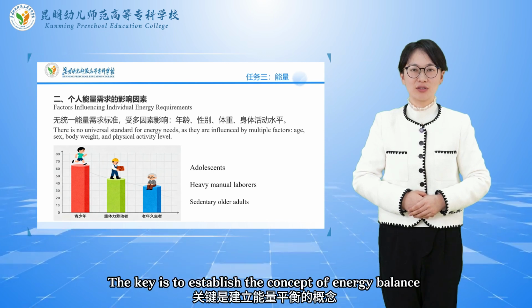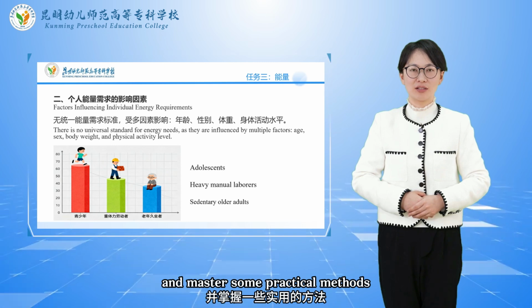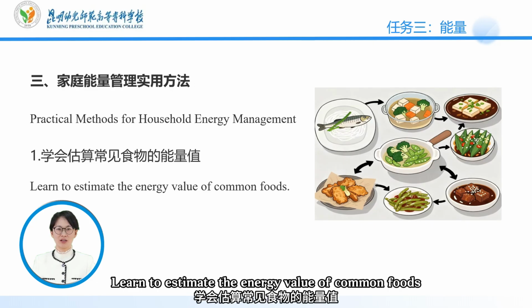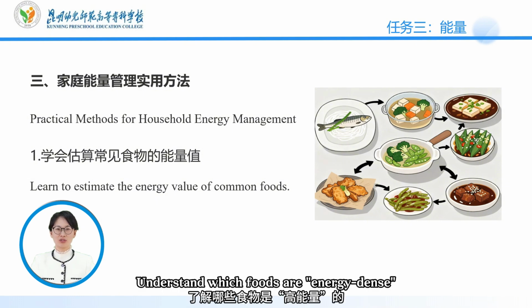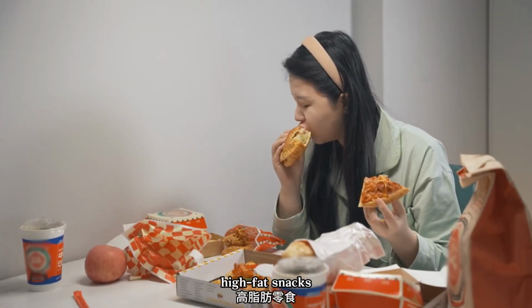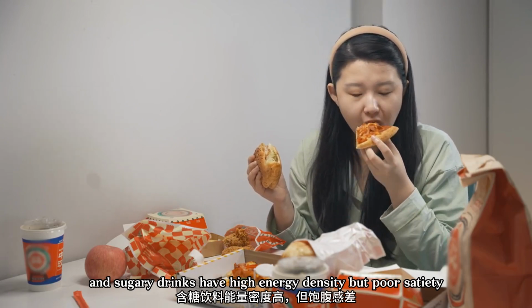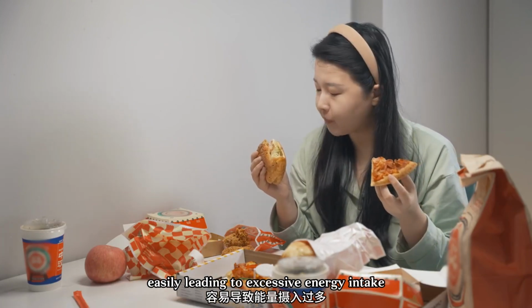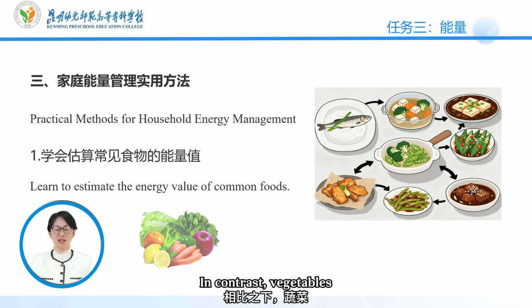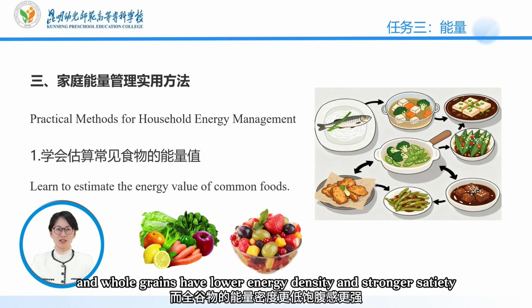The key is to establish the concept of energy balance and master some practical methods. First, learn to estimate the energy value of common foods. Understand which foods are energy-dense. For example, fried foods, high-fat snacks, and sugary drinks have high energy density but poor satiety, easily leading to excessive energy intake. In contrast, vegetables, fruits, and whole grains have lower energy density and stronger satiety.